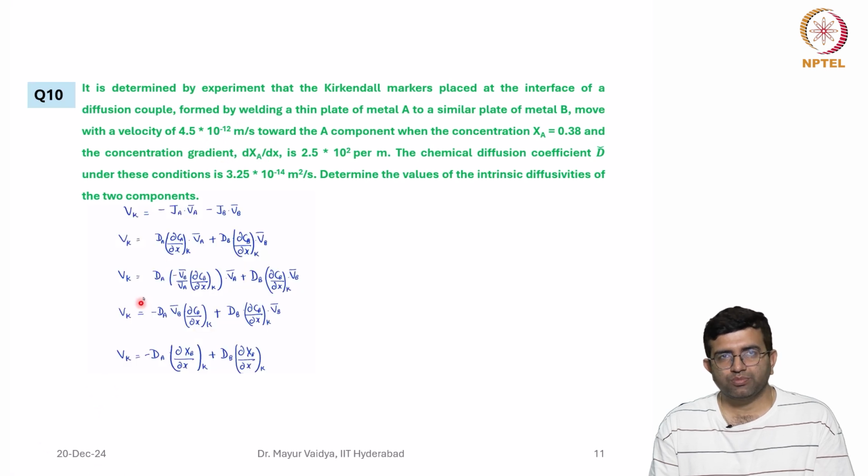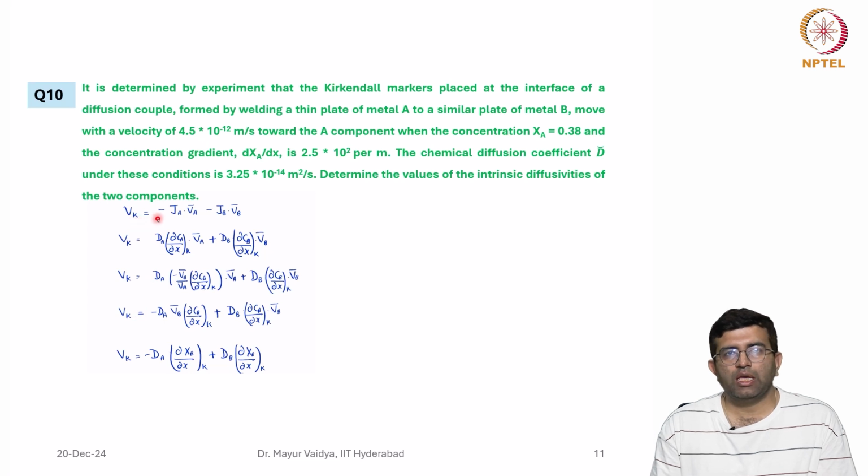What we have seen in the previous lecture is this expression: Vk is equal to minus JA into VA bar minus JB into VB bar. Here Vk is the velocity of the Kirkendall marker plane, VA bar and VB bar are the partial molar volumes of A and B, and JA and JB represent the intrinsic diffusion flux. Now, this relation is between V and J. Can we convert it into a relation between V and DA and DB, because this is what is given to us in the problem?